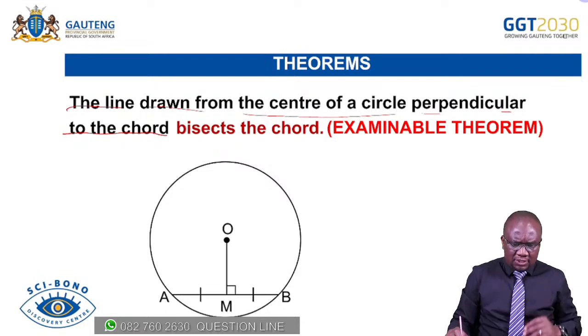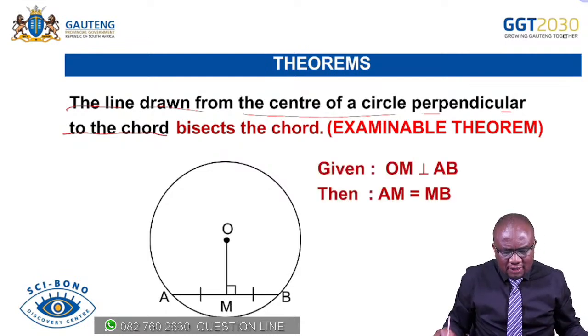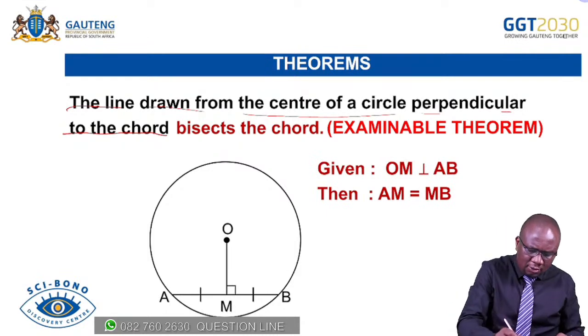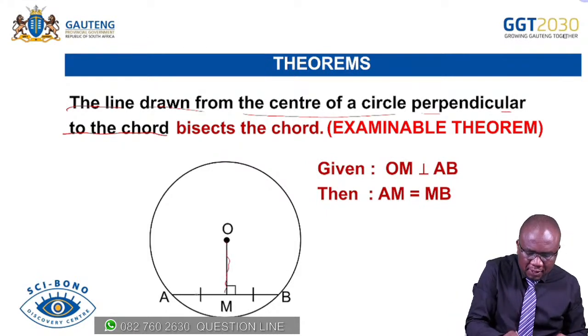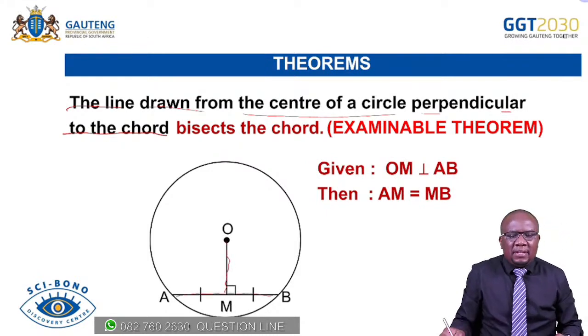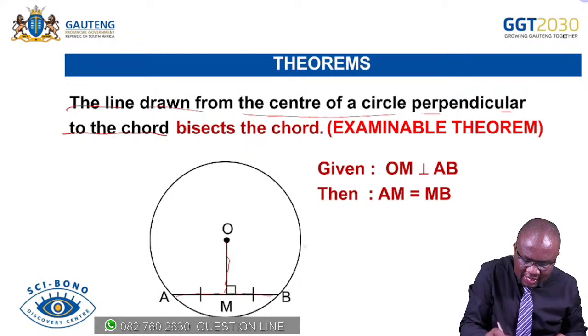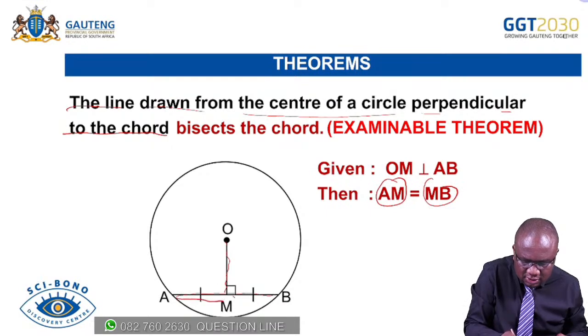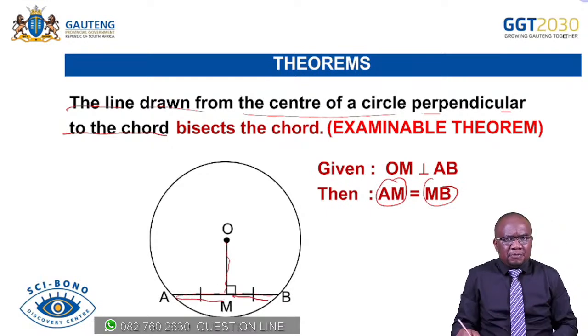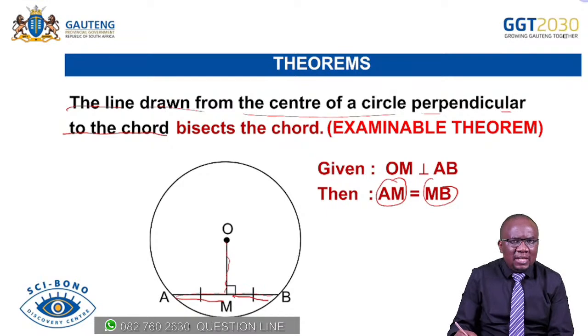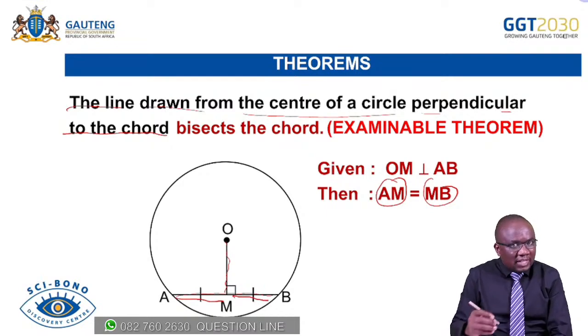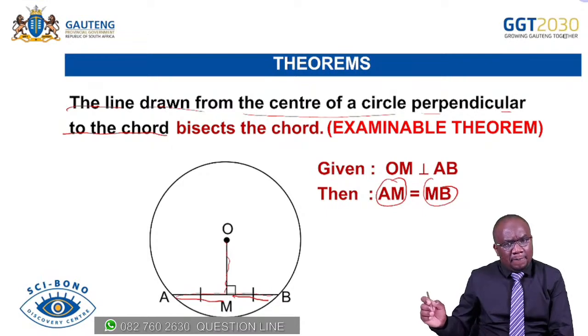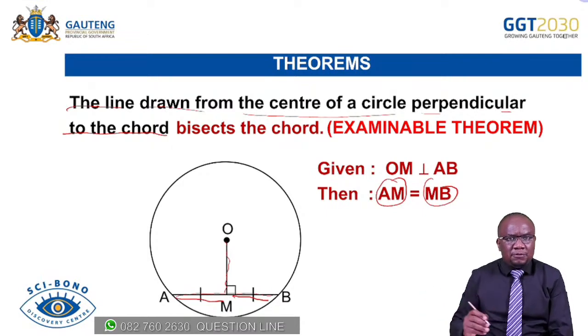Okay, just pay attention. Right, we are given that OM is perpendicular to AB. Then we are saying AM is equal to MB. We are saying this is equal to this part here. We need to prove that. How do we do it? Anyone who remembers, if you remember and think you still know, try to be ahead of me. Otherwise, let's try to move together.